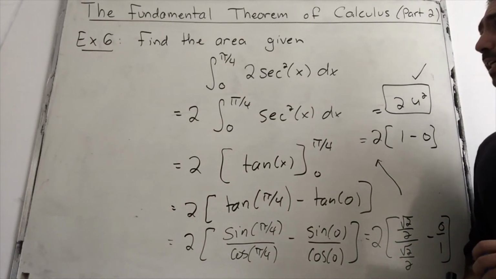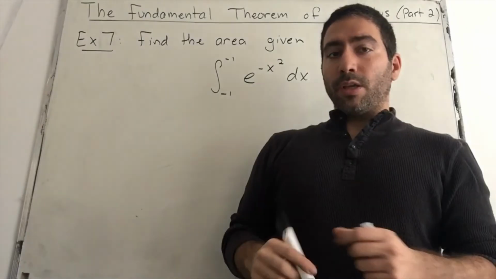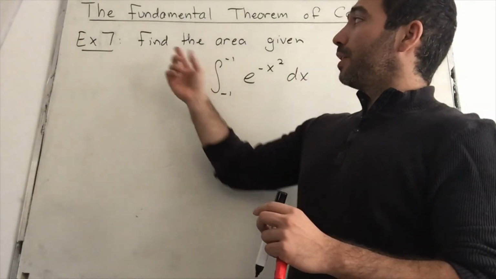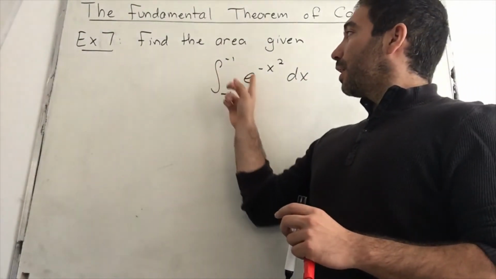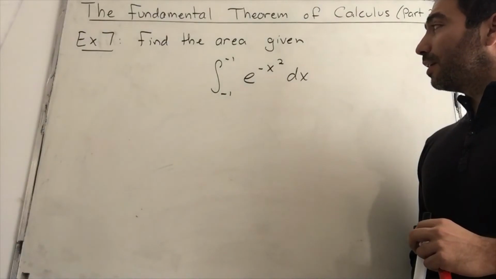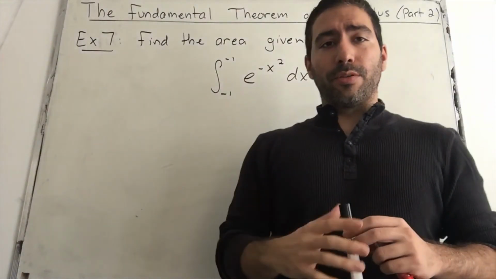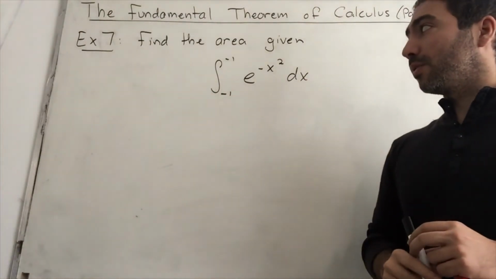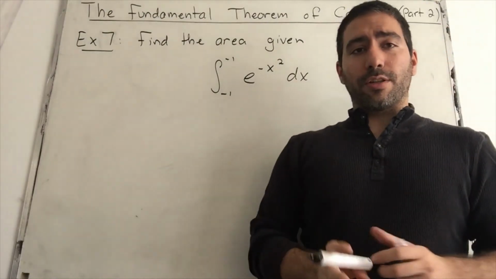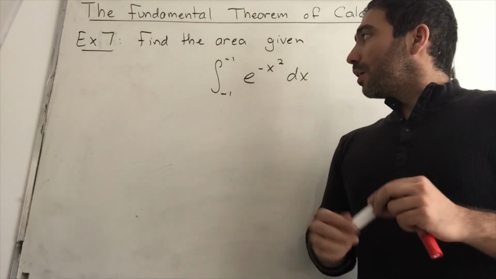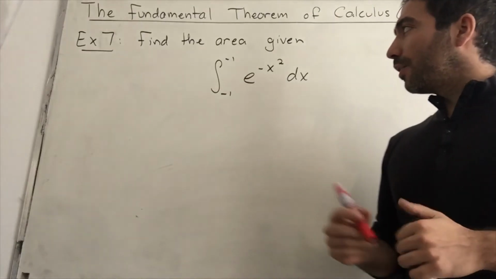Okay, so let's take a look at our final example. So our final and most complicated example is the integral from -1 to -1 of e to the -x squared dx. So use FTC part 2 to evaluate this integral here. Pause the video, give this a shot. I'll give you a moment.